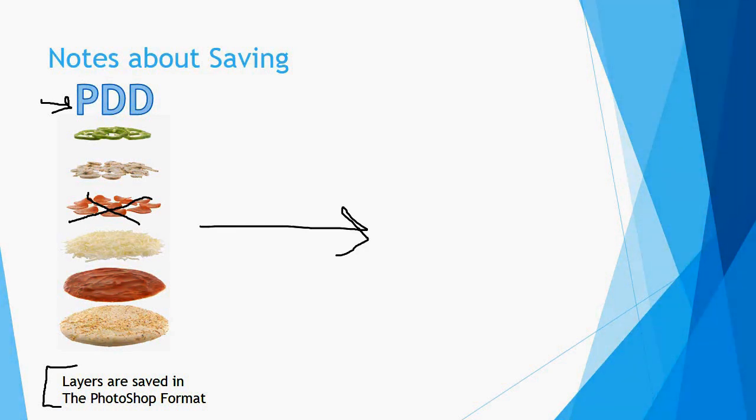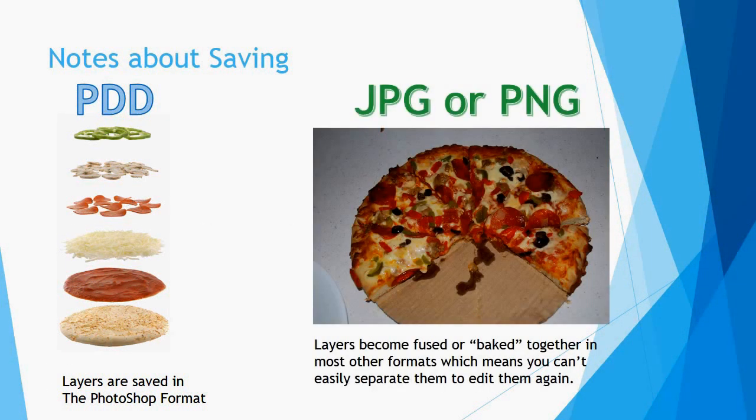But what happens when you save in another type is those layers are all taken and they're baked together. They're fused together, kind of like this pizza. It would be really hard to take some of these layers off and say, okay, I'm going to pick all the pepperoni off. Can you do it? Yeah, but it's a mess. Can you take these green peppers off? Yes, but it's a mess. It's much easier to take them off over here. So what you do is make sure that you always have this Photoshop file.